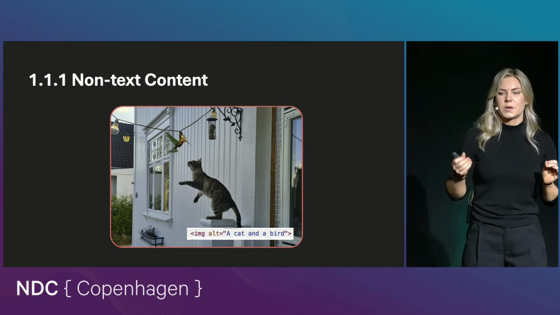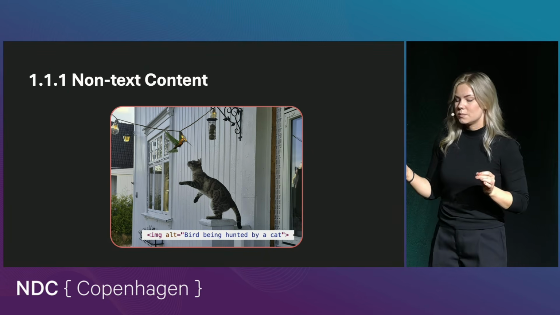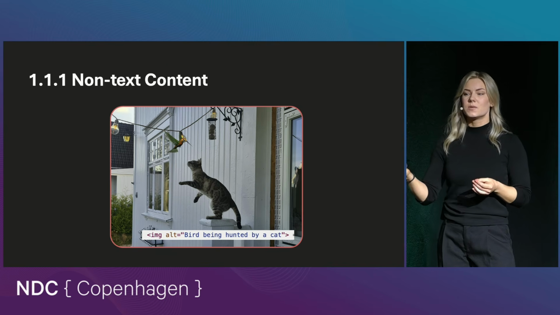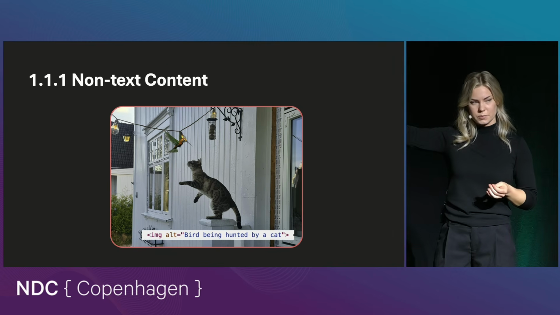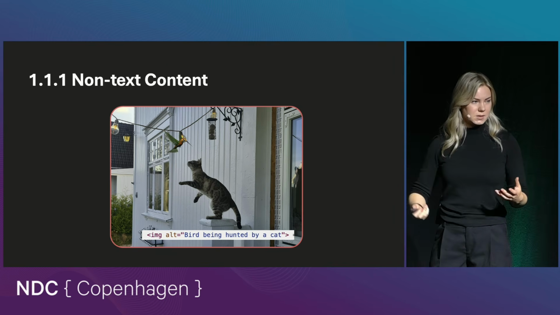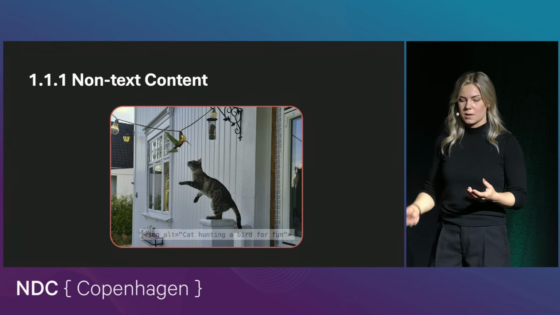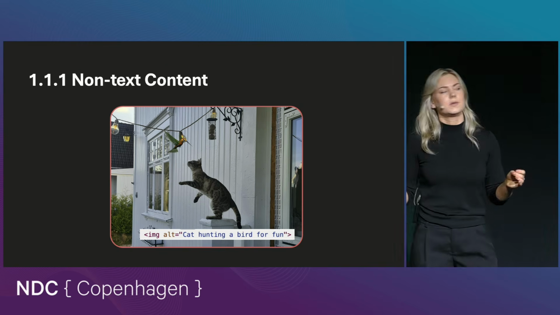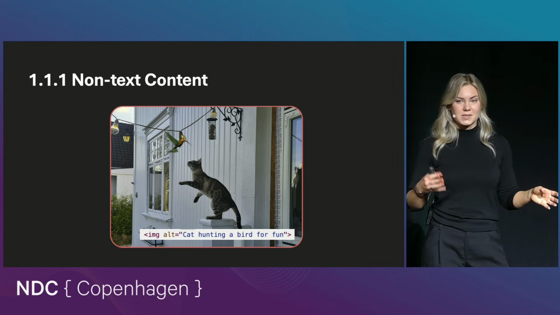For an article about birds that are going extinct, the image text might be bird being hunted by a cat. It tells you that the cat is a predator to the bird and gives you some information about why the image is there. But for an article about a cat's behavior, the image text might be cat hunting a bird for fun. So it changes.